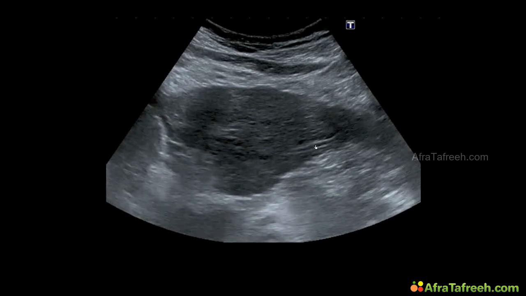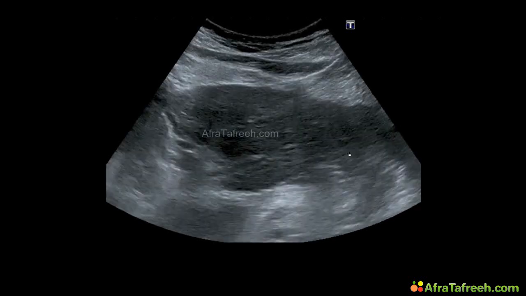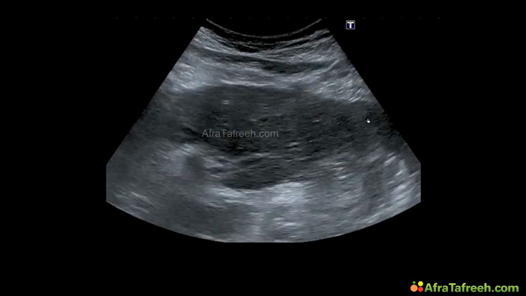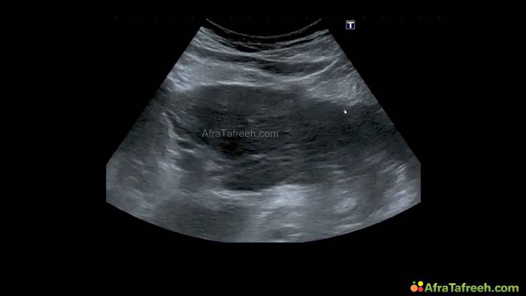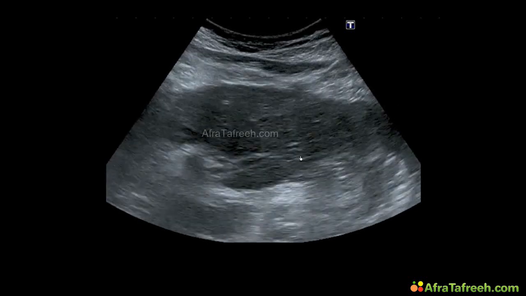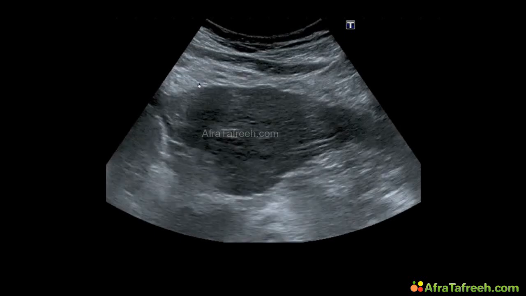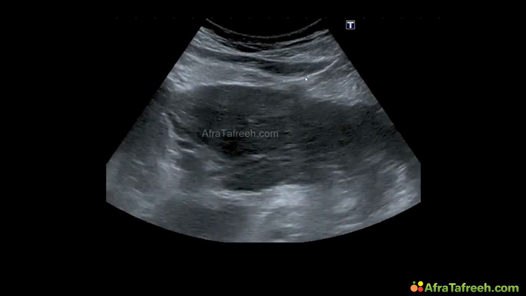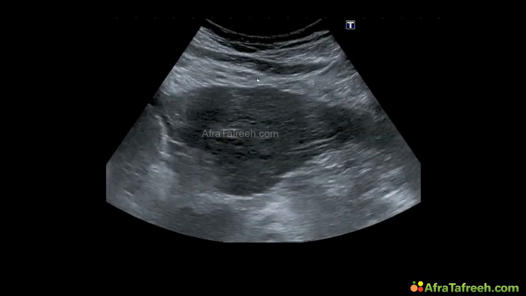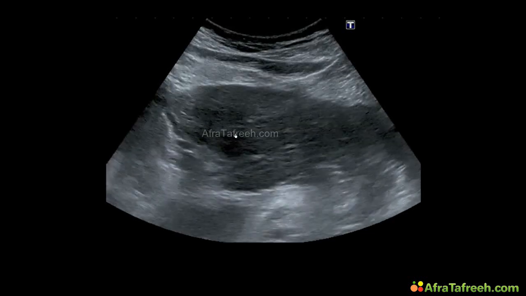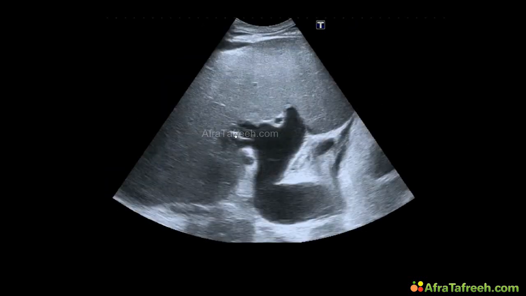This is a video clip of the left liver lobe over here. Again, mind the irregular capsule, the irregular contour, not smooth, the inhomogeneous texture of liver parenchyma.